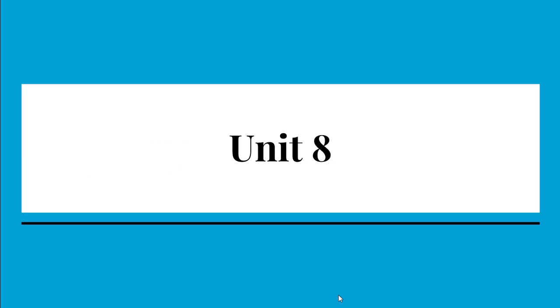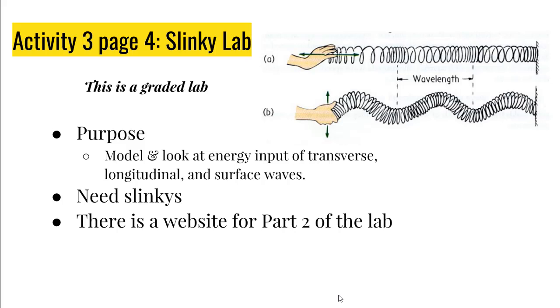Okay, now we're going to talk about Unit 8 here. Our first activity is Activity 3. This is a graded lab, and students are essentially using Slinkies to look at waves. This is always a really fun one. Of course, the kids love Slinkies. The physics labs came with a ton of Slinkies, so you shouldn't have any problem getting the really good lab grade metal Slinkies for this.